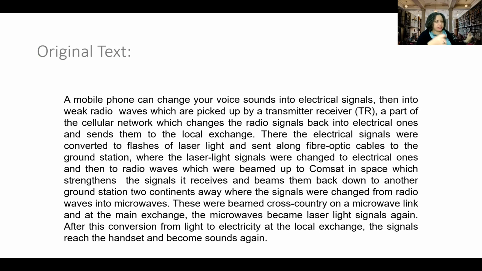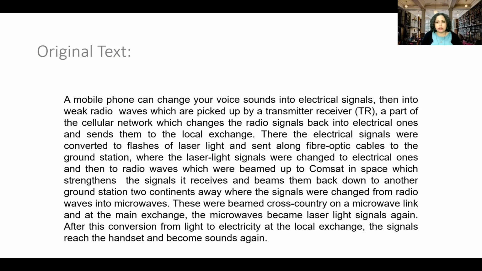So let's see, the original text says: a mobile phone can change your voice sounds into electrical signals, then into weak radio waves, which are picked up by a transmitter receiver, a part of the cellular network, which changes the radio signals back into electrical ones and sends them to the local exchange.